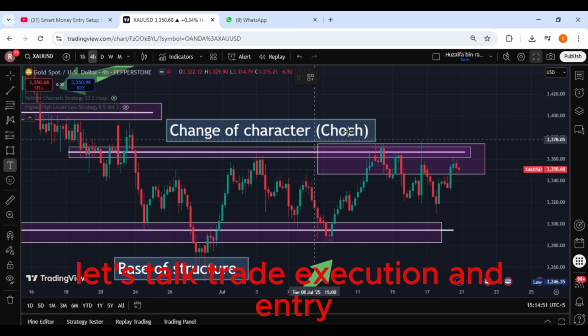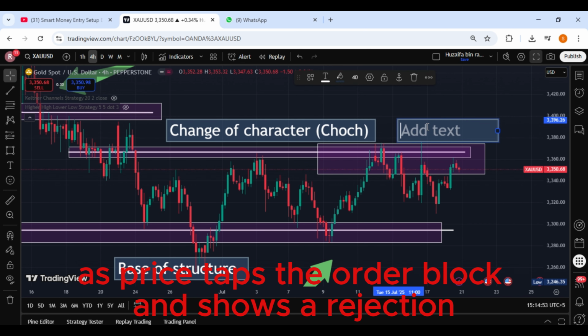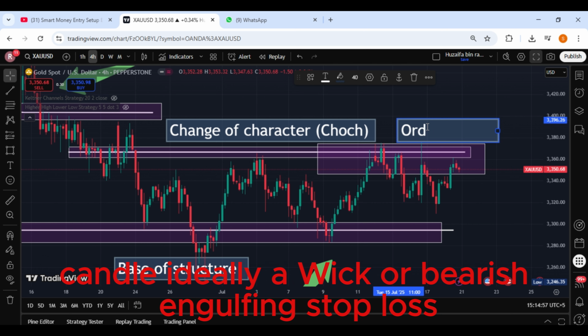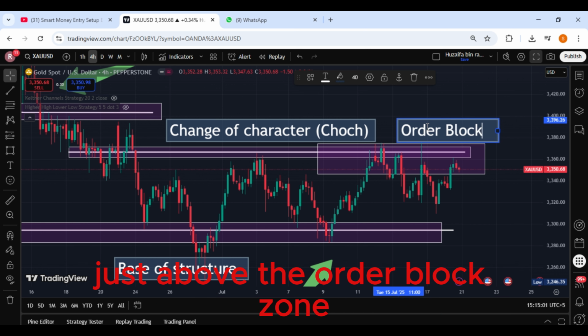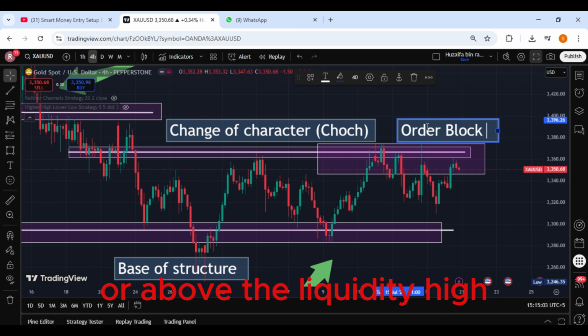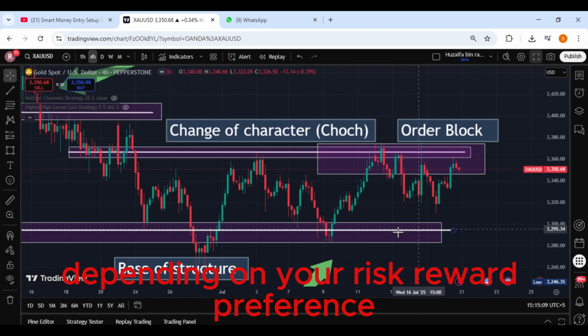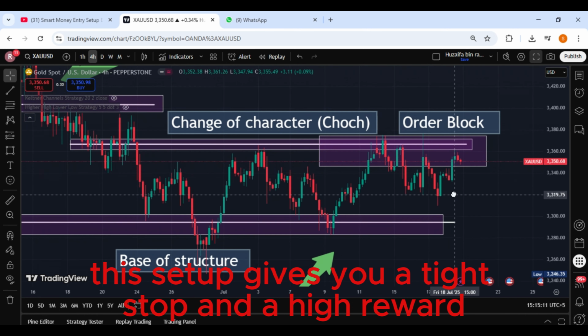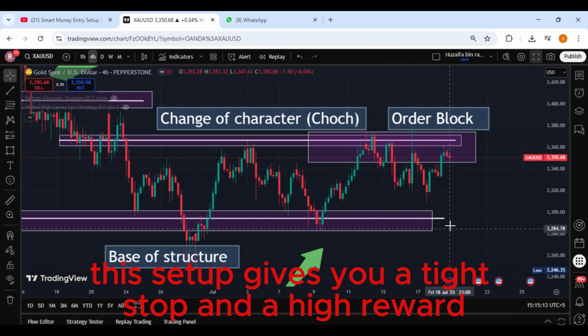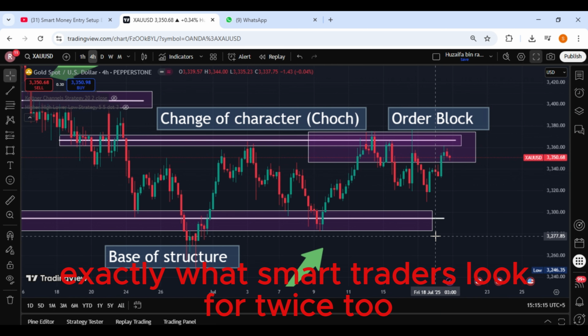Let's talk trade execution. Entry, as price taps the order block and shows a rejection candle, ideally a wick or bearish engulfing. Stop loss, just above the order block zone or above the liquidity high. Take profit at the previous low or next demand zone, depending on your risk-reward preference. This setup gives you a tight stop and a high reward, exactly what smart traders look for.